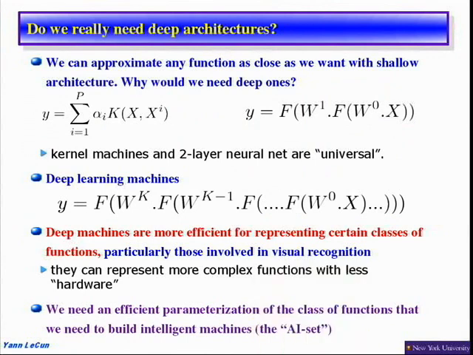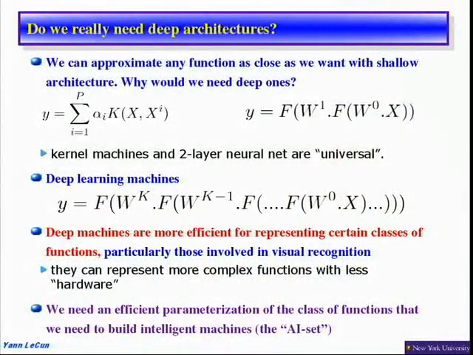So the first thing you can ask, from a theoretical point of view, is why would we need deep architectures? The theory tells us that with the kernel methods I was telling you about before, you can approximate any function you want. So why would you need anything else? And of course, the answer to this is a problem of efficiency. There are a lot of functions you cannot represent efficiently with just a kernel type representation.